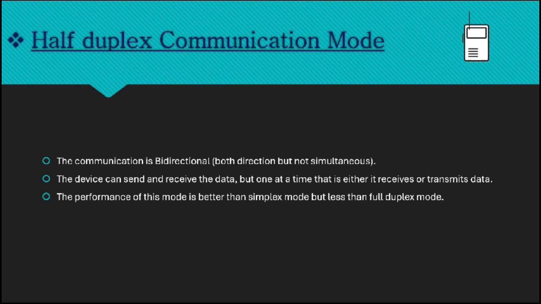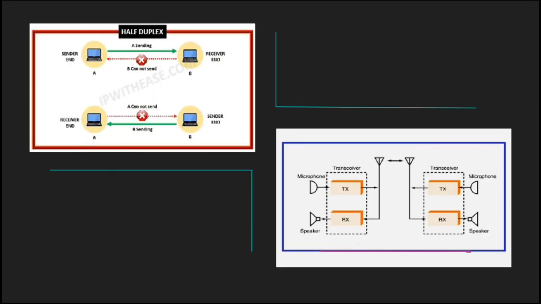The next one is half duplex communication mode. The communication is bidirectional in half duplex, that is, data can transmit in both directions but not simultaneously. The device can send and receive the data, but one at a time. That is, it either receives or transmits data. The performance of this mode is better than simplex mode but less than full duplex mode. Here are some pictures so we can understand how the half duplex communication mode works.